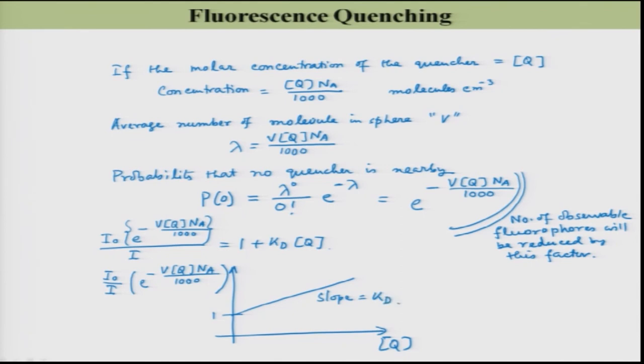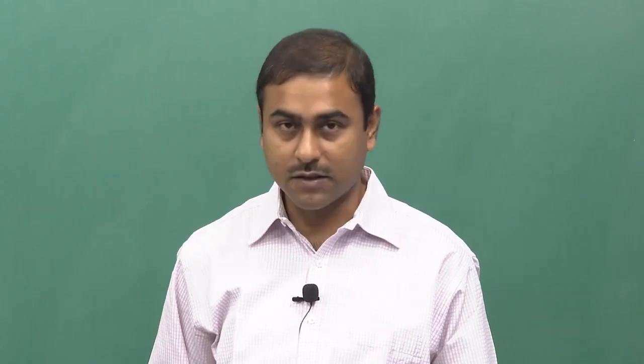See that if I had plotted I 0 by I instead of this, I would get this type of line deviating from linearity and I would think that okay, this is because of the combined static and dynamic quenching, but it is not, it is just because of the apparent static quenching, right, apparent static quenching. Okay, so let us finish here and we will continue our discussion in the next class.